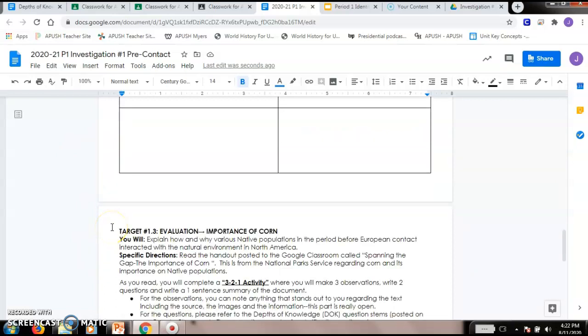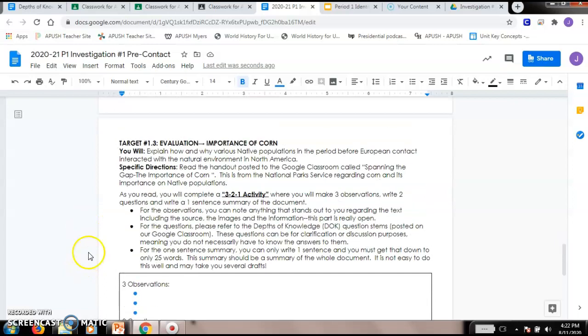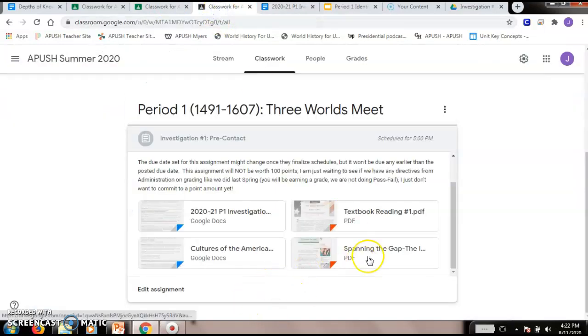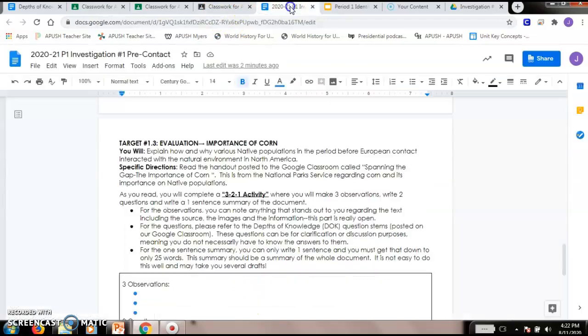Okay, target 1.3, if you notice, still target 1, so therefore it is still the same "you will" statement. The skill you're practicing here is evaluation and has to do with the importance of corn. So that might be a topic you never really thought about being important, but it sure is. So specific directions, read the handout on the Google Classroom, Spanning the Gap, the importance of corn. This one comes from the National Park Service, kind of cool. So you can click on that and read that.